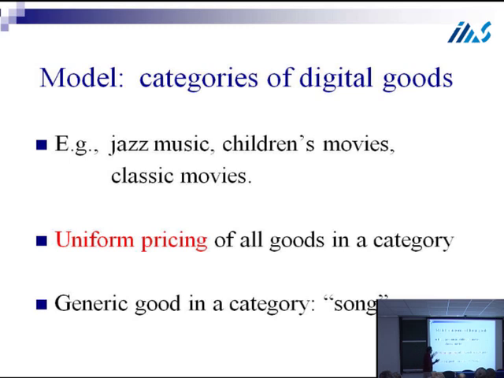Okay, then categories may have meaning, like jazz music, children's music, and classical movies, or they may be simply syntactic, like good music and bad music, if you want, or premier music and substandard music. And each of these categories will be priced. All the goods in a category will have the same price. Okay, so uniform pricing of all goods in a category. And I'm going to call a generic good in a category a song, quote unquote song.